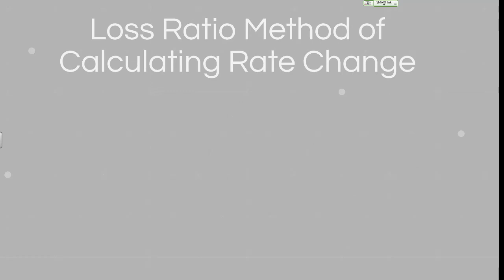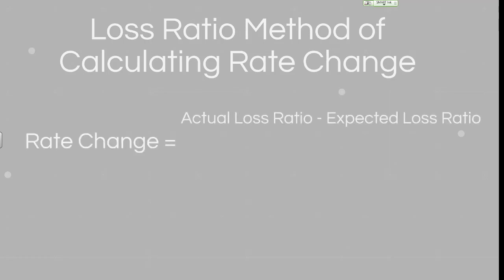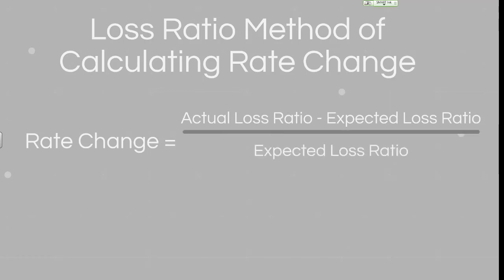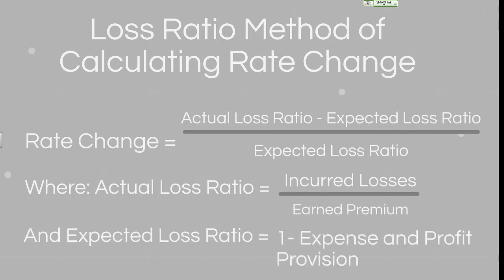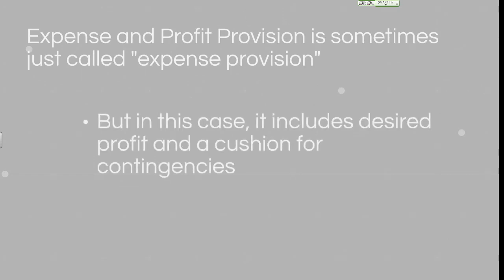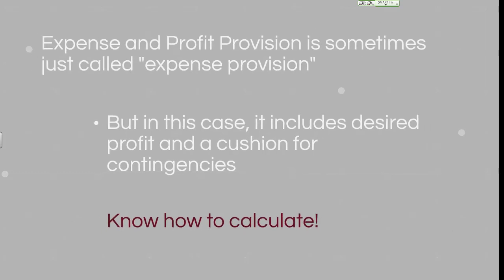Now let's look at the loss ratio method of calculating the rate change. So this will calculate not the rate itself, but the appropriate change. This is the actual loss ratio minus the expected loss ratio divided by the expected loss ratio. The actual loss ratio is incurred losses divided by earned premium, and the expected loss ratio is 1 minus the expense and profit provision. Note that the expense and profit provision is sometimes just called the expense provision. But in this case, it does include the desired profit and a cushion for contingencies. And again, you should know how to calculate this.